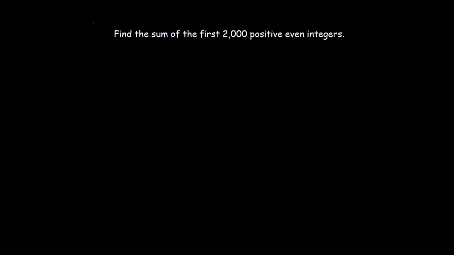When you first look at this problem, you might be tempted to go ahead and enter those 2,000 even integers into your calculator. But you don't want to do that because at competitions you don't have enough time to do that. So in this video, I'll be explaining how to solve this in a much faster and quicker way. Let's look at the question. The sum of the first 2,000 positive even integers.